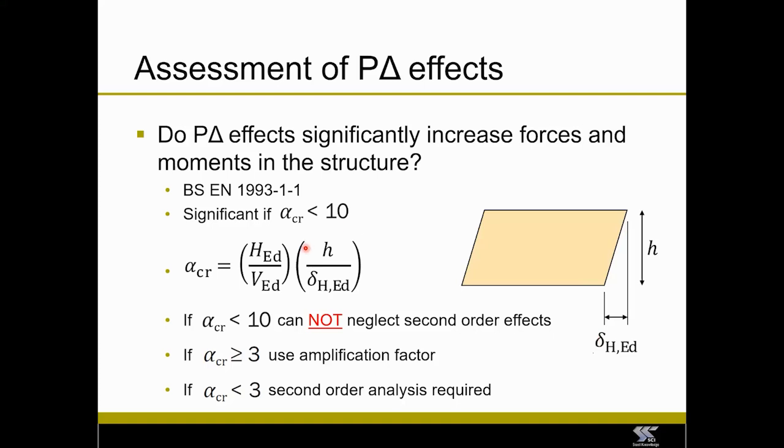So if alpha crit is less than 10, then we cannot neglect those second order effects. Obviously, if it's greater than or equal to 10, then we can ignore those second order effects, and we can just work with our first order forces and moments. If it's between 10 and 3, then we can use an amplification factor to account for those second order effects. And if it's less than 3, then we must carry out a second order analysis to properly account for those second order effects.